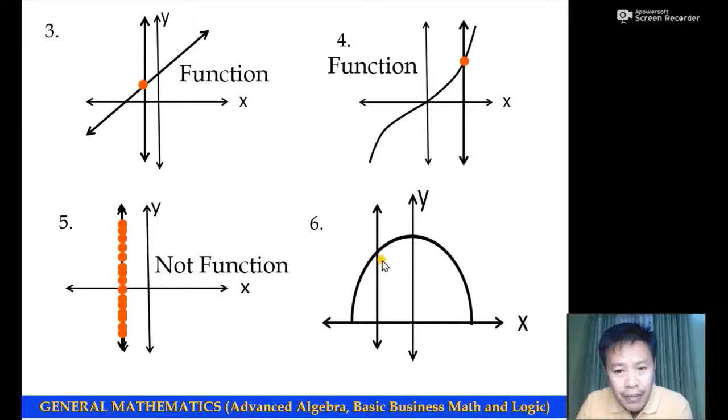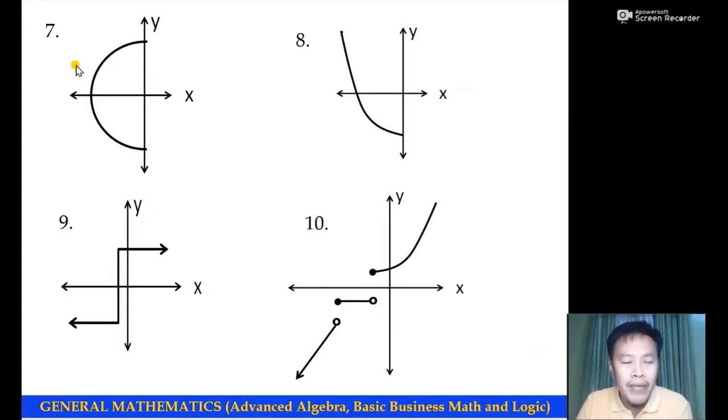Now, number 6, we are going to draw a vertical line. Is it a function? How many points of intersection? You have only 1. And this is a function. Is it one-to-one? We are going to draw an imaginary horizontal line. And this is not one-to-one because if you're going to draw a horizontal line, take note, horizontal line is a line parallel with the x-axis, there are 2 points of intersection. And therefore, this is not one-to-one, but this is a function.